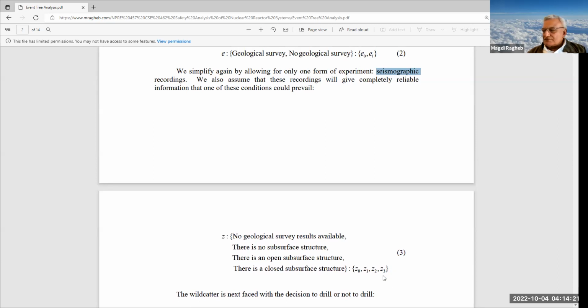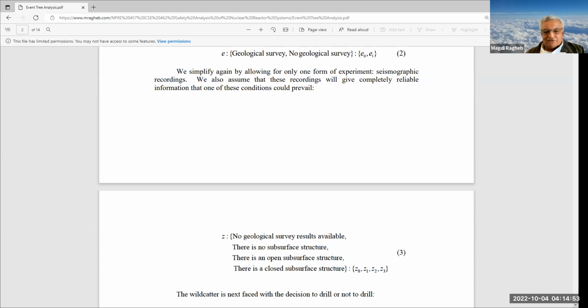Now, let us give it 4 types of options, not just 2 options. Z sub 0 would be that there are no geological survey results available. Z1 is that there is no subsurface structure, so he doesn't have that dome shape underground that would trap the oil. Z2 would be that there is an open subsurface structure, and Z3 would be that there is a closed subsurface structure. Obviously, you'd love to have that Z3 occur.